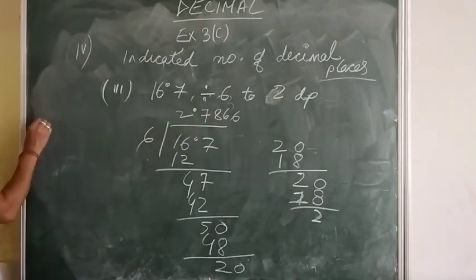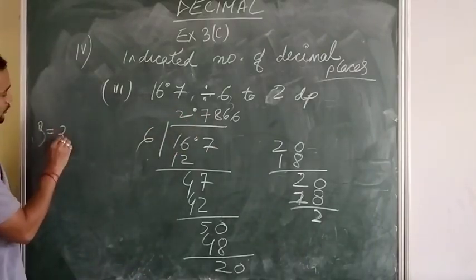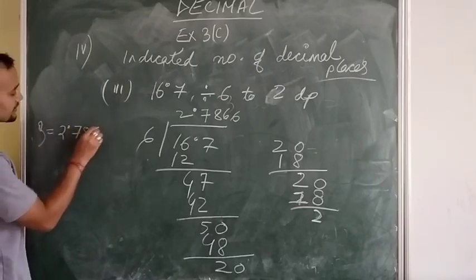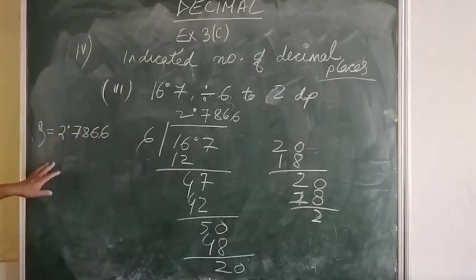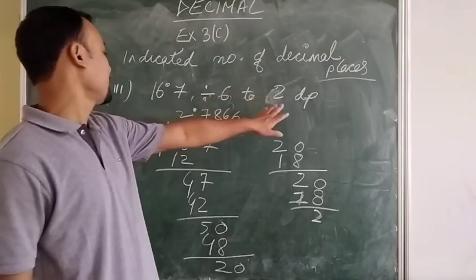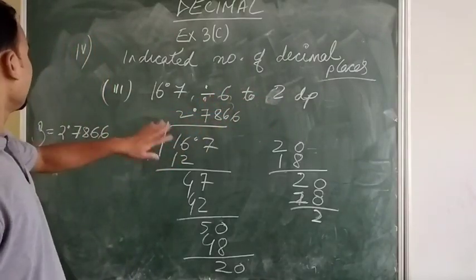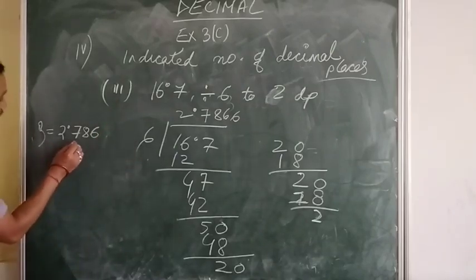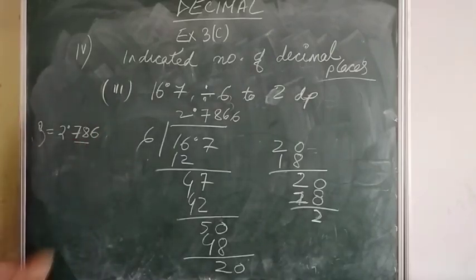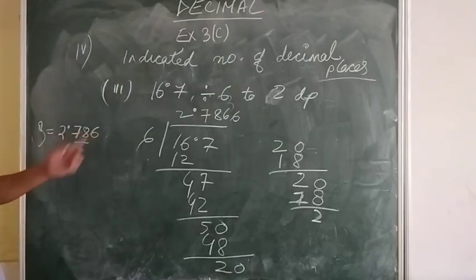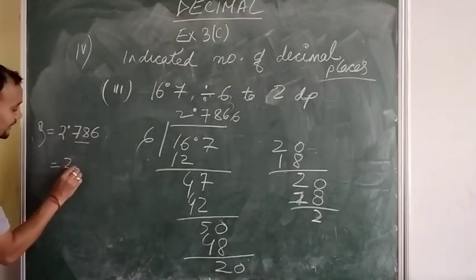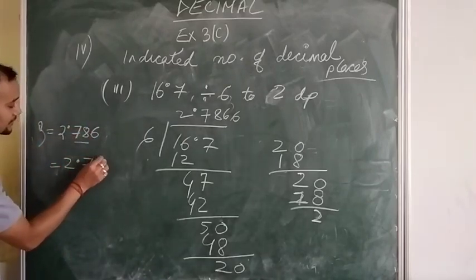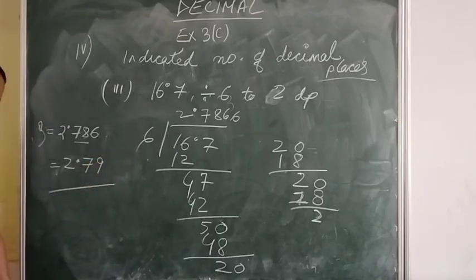Now what is the question? The quotient is 2.7866, and they are asking us to stop at 2 decimal points. Then we don't need the rest. That means we have to stop here. Following the rule, check 6, which is bigger than 5, so 1 is added to 8, making it 2.79. Right?